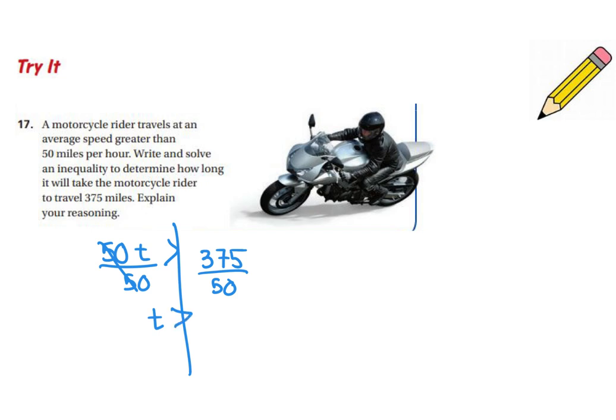And then 50 goes into 375 7 times with 25 left over. That can simplify to 7.5. So we would say in order to travel 375 miles, you would need to drive 7.5 hours. Actually, you would need to drive more than 7.5 hours to get to that 375 mile mark.